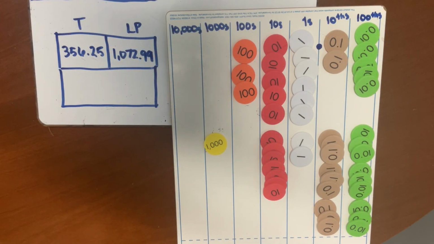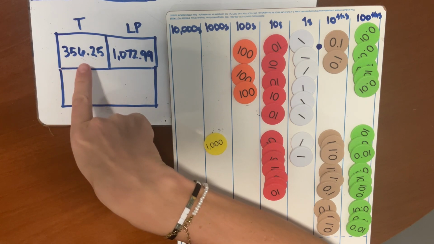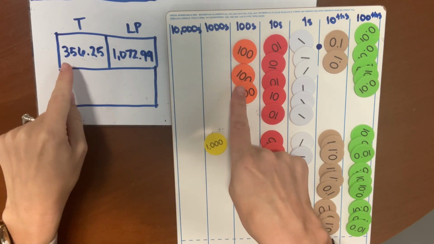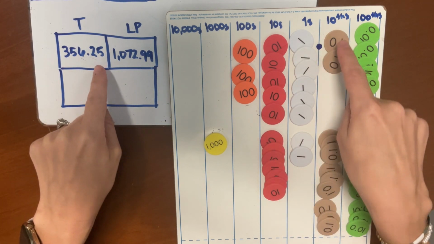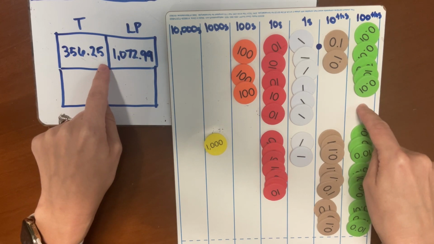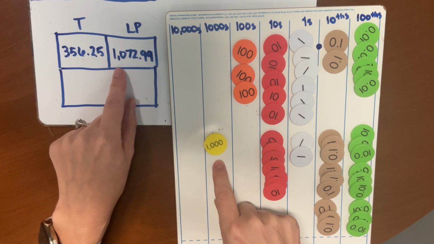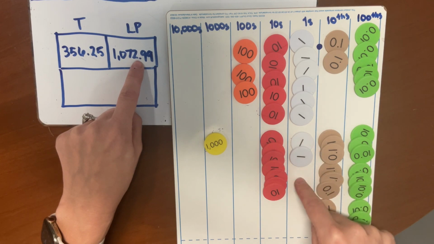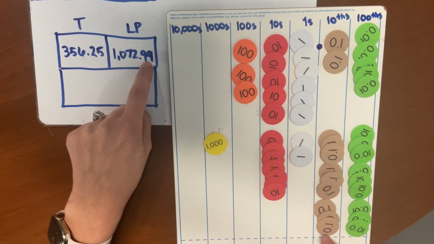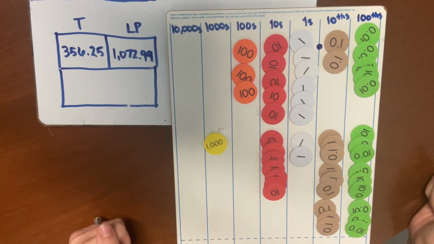Let's see how to use the place value chart to solve this problem with our place value discs. I know that the tablet is $356.25, so I have 356 and 25 cents. That's 2 tenths and 5 hundredths. I also put together 1,000, no hundreds, 70, 2 ones, 9 tenths, and 9 hundredths. And now I'm going to put it all together to see what I get.